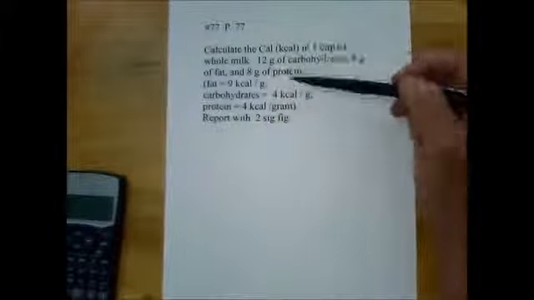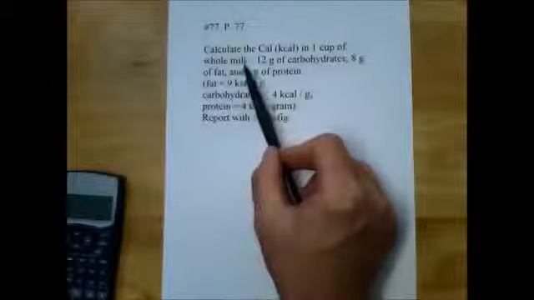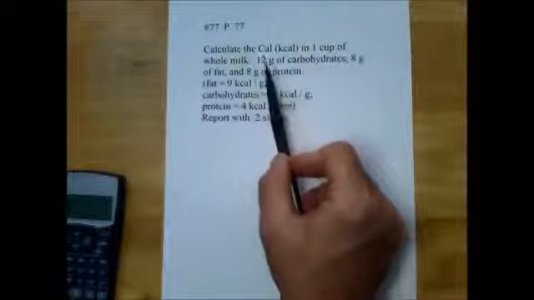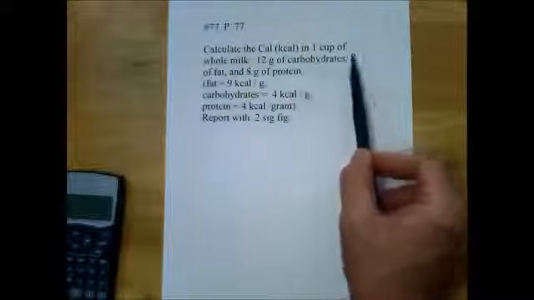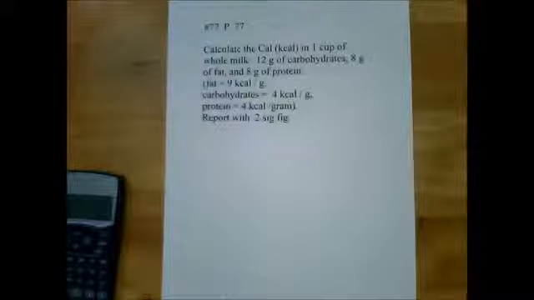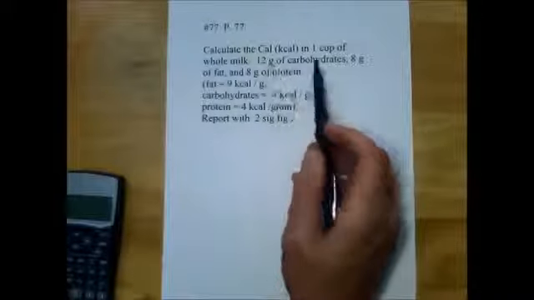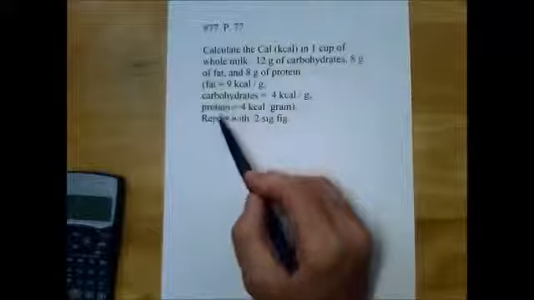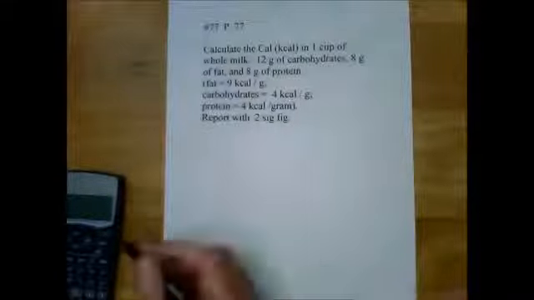When you have a problem like this, you will be given whatever it is, and that really doesn't matter. What matters is there's 12 grams of carbohydrates, there's 8 grams of fat, and 8 grams of protein. And it's a very simple problem to work out, because all you got to do is multiply the mass of whatever it is that you have by the corresponding conversion factor and just add them up at the end. So let's just do that.